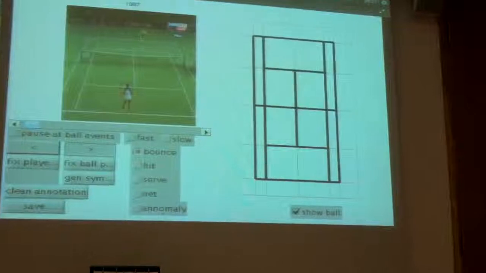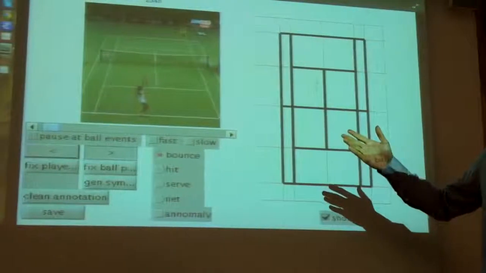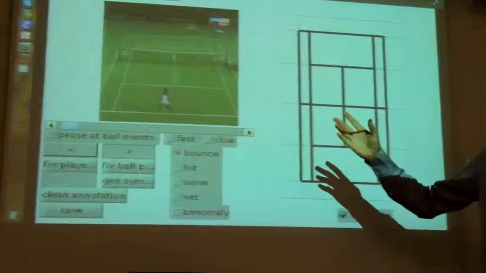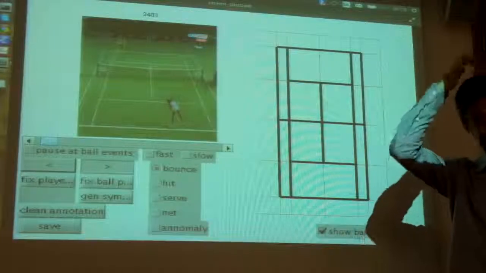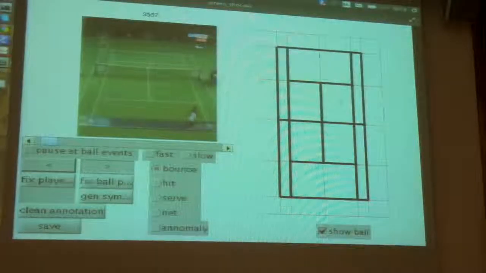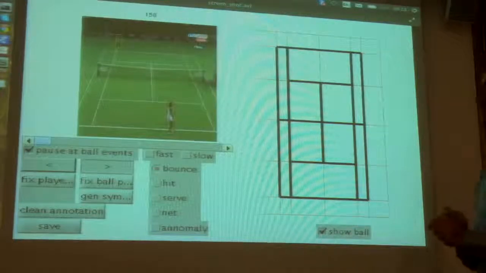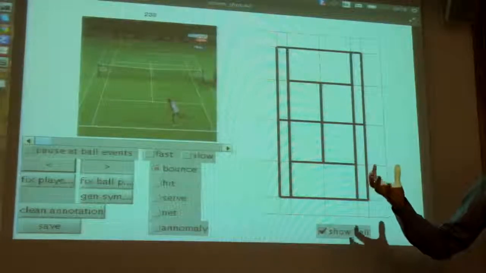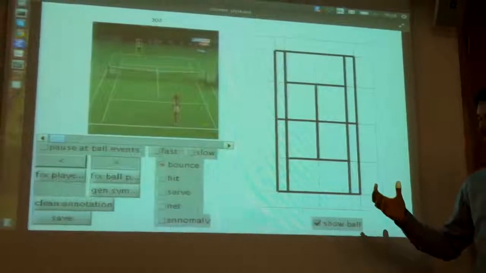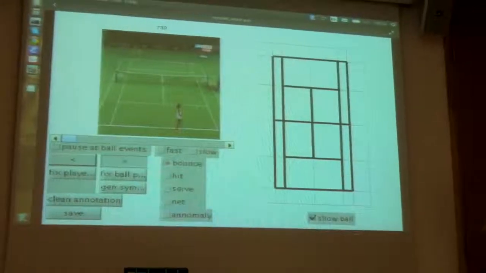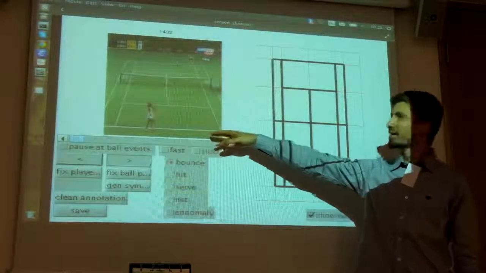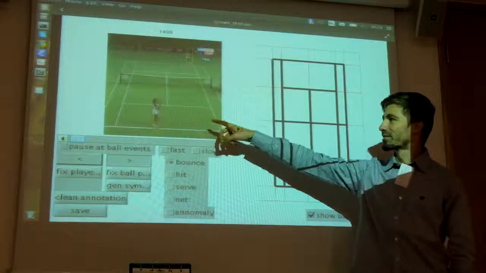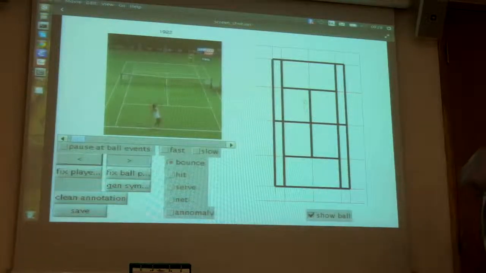Essentially, the idea was that if humans can learn the rules of a sport by just watching TV or watching people playing it, why can't computers do that? So maybe we should try and get computers to do it. We have a system that incorporates basic computer vision techniques for things like tracking court lines, detecting and tracking players, and, more difficult, tracking the tennis ball, which is quite small and difficult to see even in these low resolution videos.